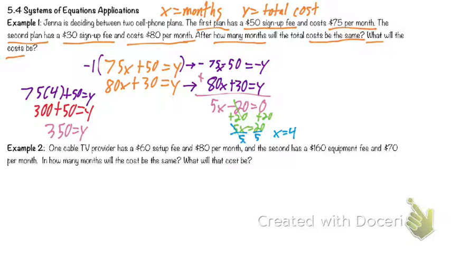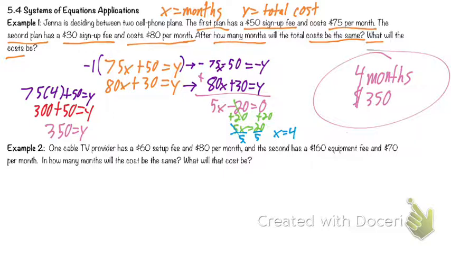Now, what's the label on that 350? Dollars, right? So after how many months will the cost be the same? 4 months. What will that cost be? $350. So notice that we are answering this question a little differently than our ordered pairs, because it's not asking us for an ordered pair necessarily. It's asking very specific questions with very specific labels. Okay? But we solve it the same exact way as we would with any other one.